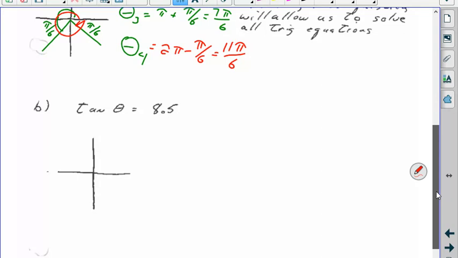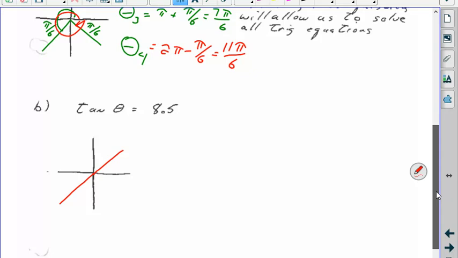Tangent is equal to 8.5. What quadrants are tangent positives in? There's one in quadrant 1 and one in quadrant 3. So there's a solution in quadrant 1 and a solution in quadrant 3 that we need to work on. 8.5 does not come off my special triangle. The numbers are 1/2, square root 3 over 2, 1, square root 2 over 2, 1 over square root 2, and then the reciprocals. That's not one of them.